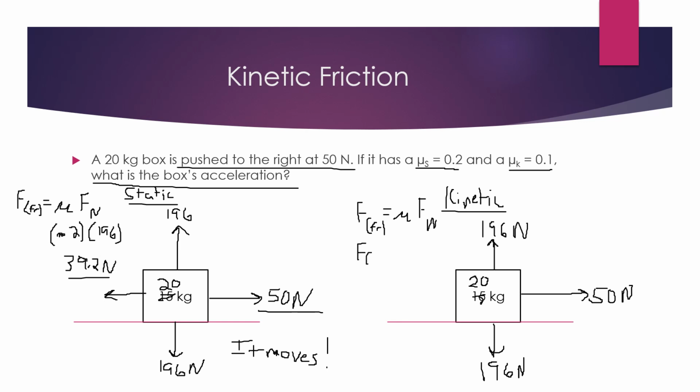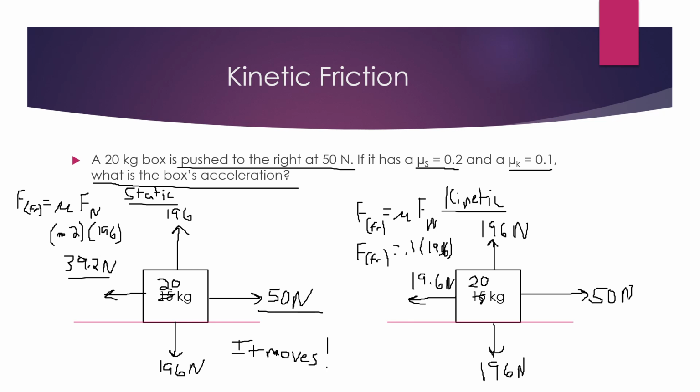So force of friction equals 0.1 times 196. And what does that equal? If you have your calculators out, I trust that you could do that. That means that the friction here is 19.6. So you just use the static friction to determine if it moves. The kinetic friction is what you're going to use in the free body diagram and get the acceleration.